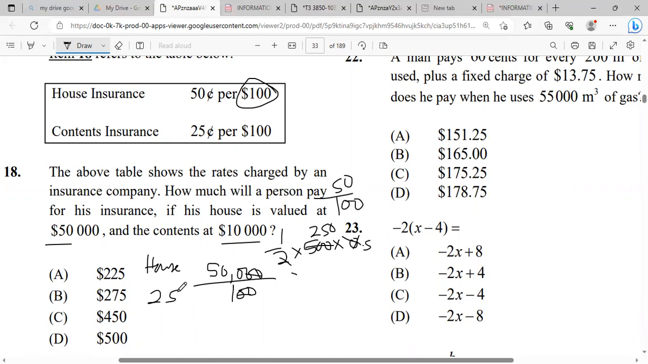Now, let's see for the contents, which is $10,000. First of all, divide by 100, because they gave us the rate per 100. So that gives us 100, and they give us 25 cents, which is the same as a quarter. So we multiply by this, which gives us 25. So all we have to do is add both of them, and that will be 275.